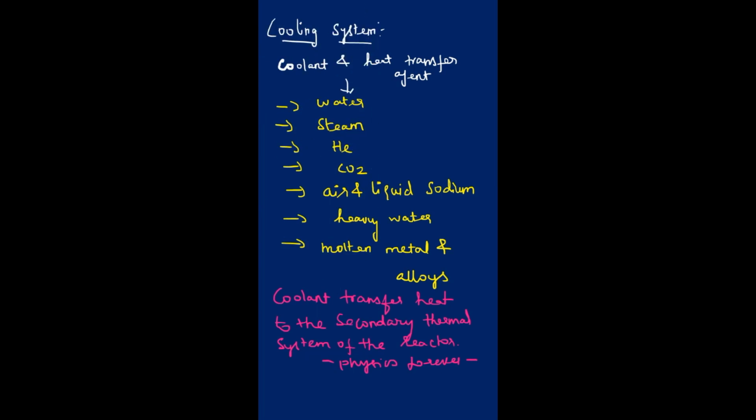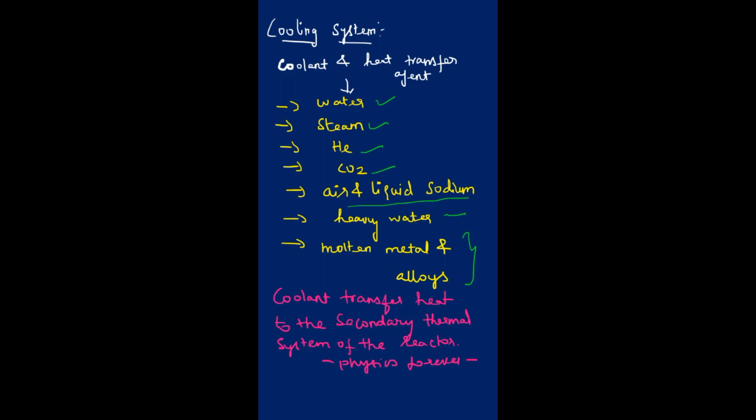இன்னைக்கு cooling system na என்னன்னு பார்க்க போறோம். So cooling system na, what are the coolant or heat transfer agent. So இதுல இருந்து definite ஆ ஒரு question வரும். அப்போ what are the examples for a cooling system or heat transfer agent? That should be water, then steam, helium, then CO2, then air or liquid sodium. So இது நிறைய டைம் கேட்டிருக்காங்க, இதில் கொஞ்சம் கான்சன்ட்ரேட் பண்ணுங்கள். Next, heavy water or some of the certain molten metals and alloys. So these are all the examples for heat transfer agent to the secondary thermal system of the reactor.